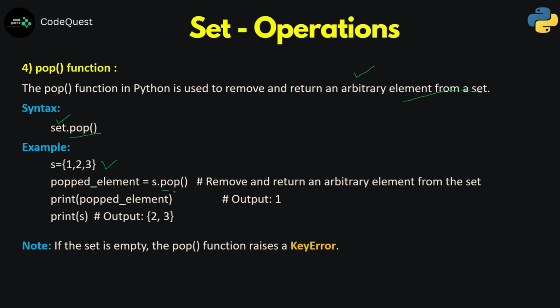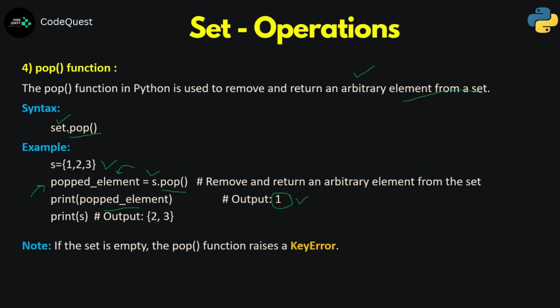For example, here we have taken a set S holding 1, 2, 3. Now when I'm calling the pop function on this set, I'm going to get some random element removed out of this, maybe 1, maybe 2, maybe 3, and that element will be returned. As a result, I can store that element within a variable, which I'm trying to print here. So assume that 1 has been removed, so I'll be getting 1 here. It is not guaranteed that only 1 can be removed. Any element can be randomly removed.